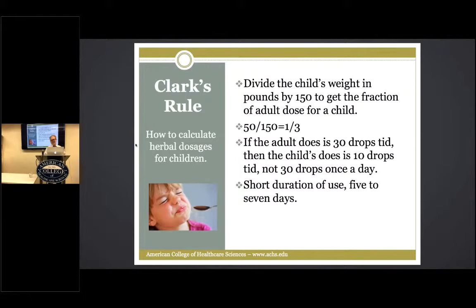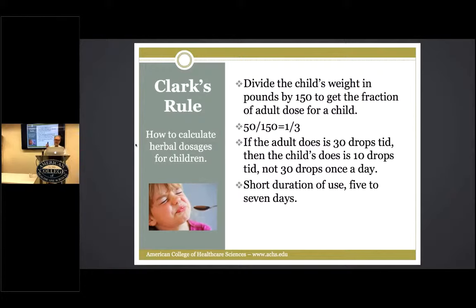I get asked about doses for children, and I like Clark's rule. There's a lot of rules out there, but Clark's rule goes by the weight of the child. My son was 14, he weighed about 125 pounds. He was a skinny little kid. He had a classmate who was 14 years old, same age. Kid was 6 feet tall and probably weighed 180 pounds. So going just by age for a child may not be the best way.